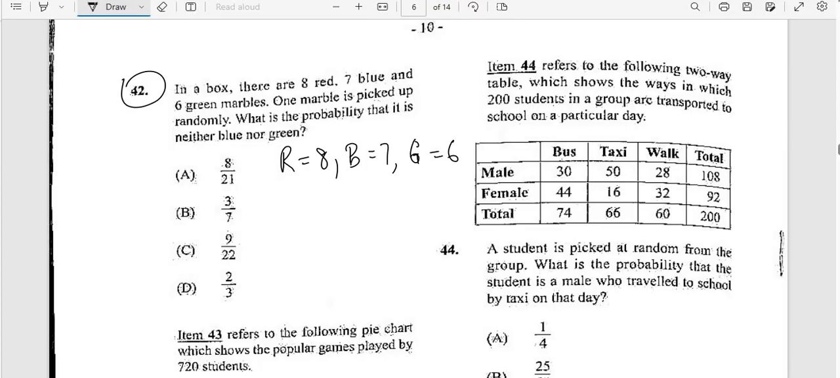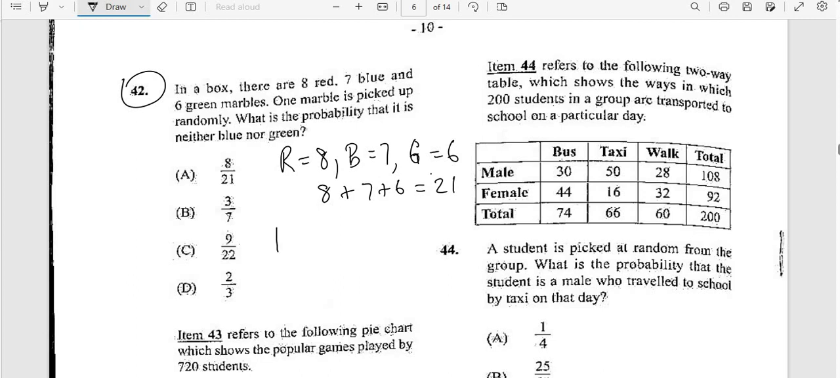So a marble is picked from the box itself. And the box contains how many? 8 plus 7 plus 6. So that's total is going to be what? 8 plus 7, that's 15, plus 6, that's 21. A total of 21 marbles. So you're picking from a box of 21 marbles.